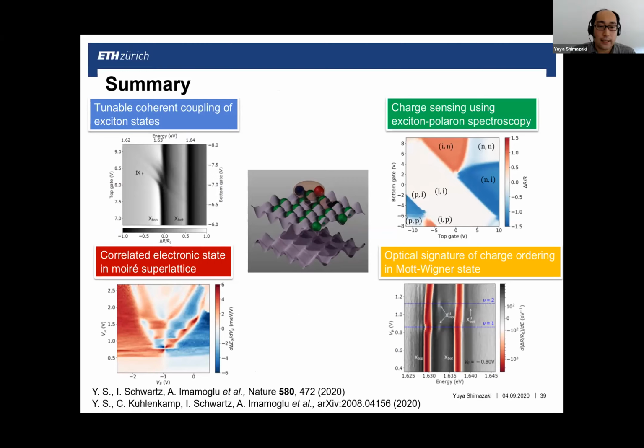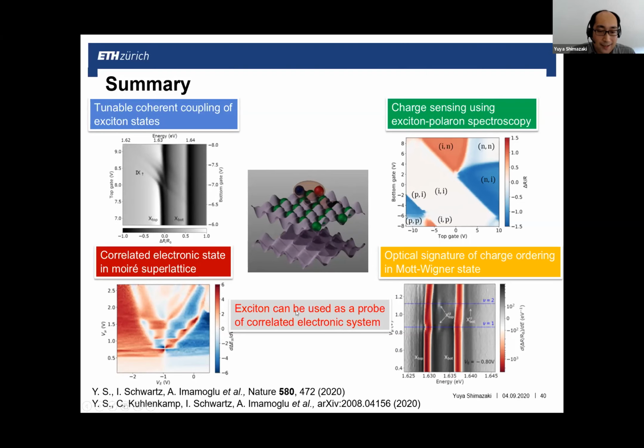Okay, I'd like to summarize my talk. We observed the tunable coherent coupling of the inter-layer exciton and direct exciton states. We also established a charge sensing scheme using exciton polaron spectroscopy. Extending this method, we found the correlated electron state in moiré superlattices. And by finding the Umklapp excitons, we also found that the state is indeed charge ordered in this Mott-Wigner state.